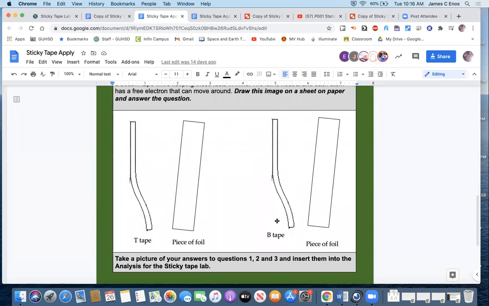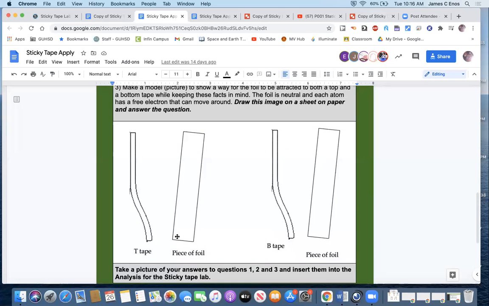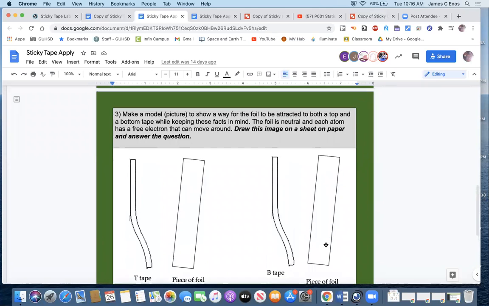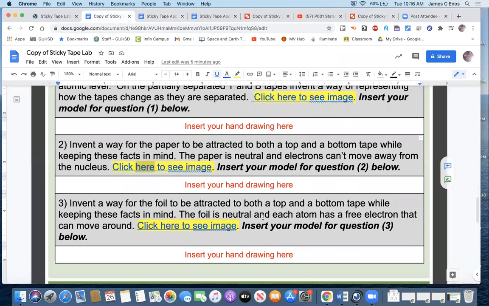Then lastly, try to come up with a way to show what happens inside the foil with this top tape and the bottom tape, both of which were attracted. We saw both pieces of tape, top and bottom, both positive charge and negative charge, both get attracted to the foil. So I want you to try to draw that on there as well.